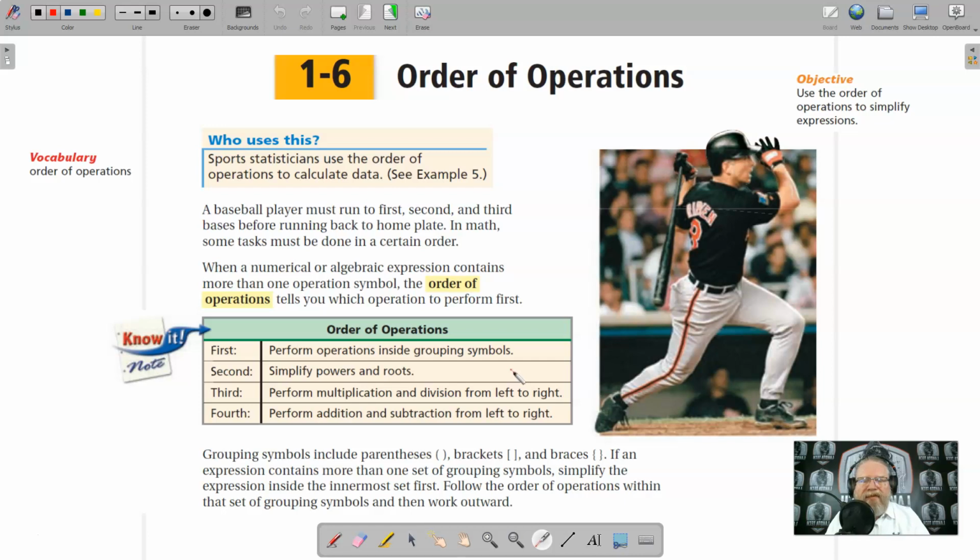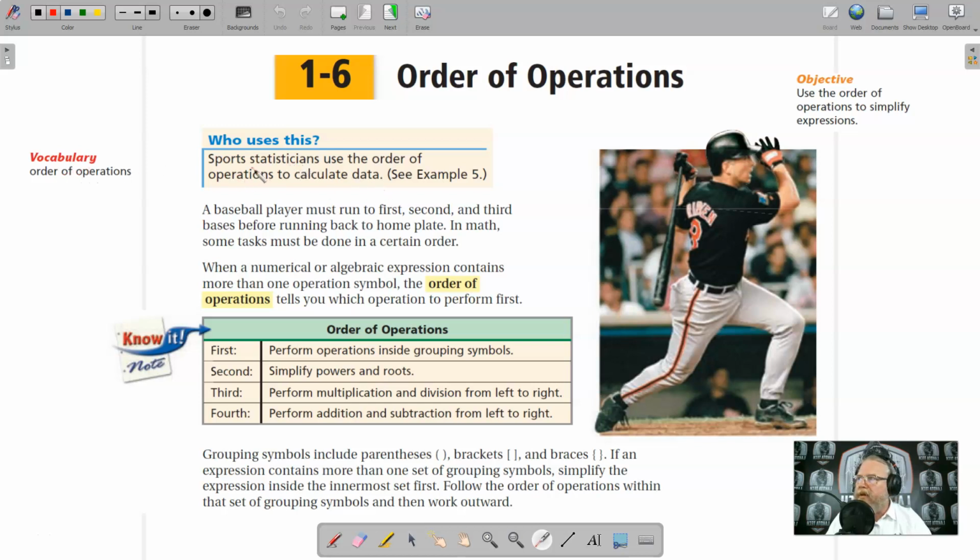Hello, this video is for textbook chapter 1 lesson 6. It's titled Order of Operations, where our objective is to use the order of operations to simplify expressions. The vocabulary for this lesson is order of operations.